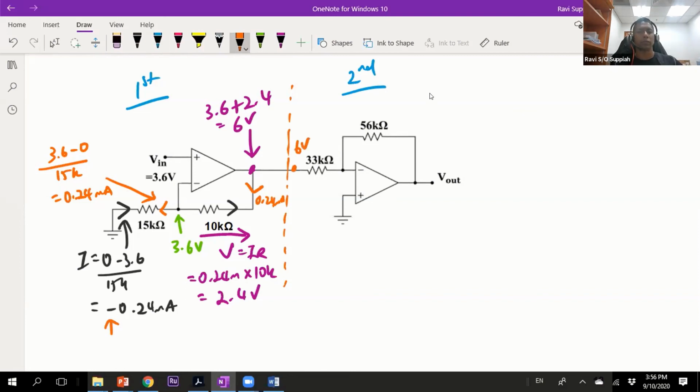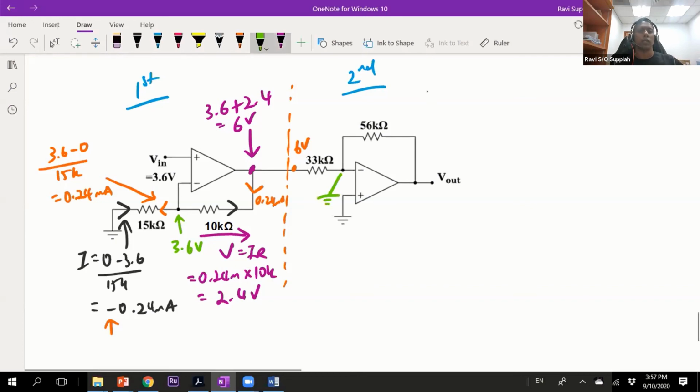Okay, I have 6 volts coming off the op amp through the resistor. So let's analyze the second stage. The second stage is basically an inverting amplifier because the input is connected to the negative of the op amp. All right, so we apply the same golden rule. If the V plus is connected to the ground, that means V minus is also connected to ground.